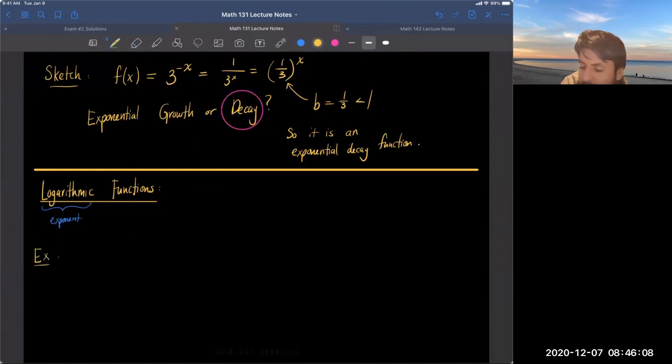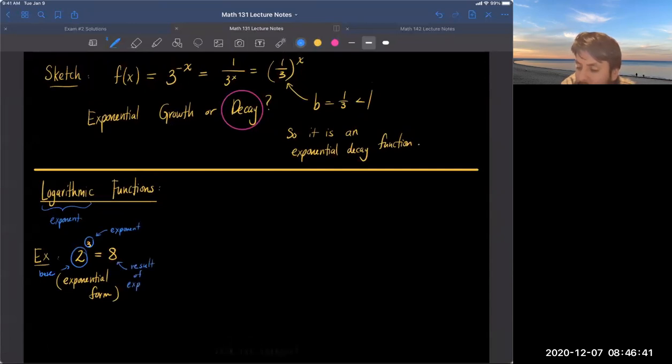So, for example, if I say 2 to the 3rd power, this equals 8. We know that. This is called an exponential form. We have a base, we have an exponent, and we have the result. So this is like the mechanism. This is my base. This is my exponent. And this is the result of exponentiation.